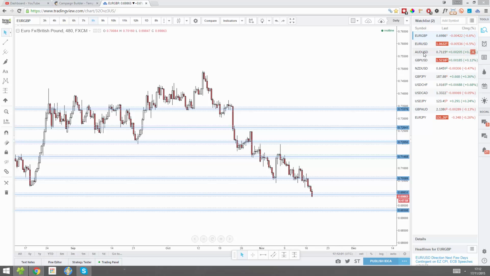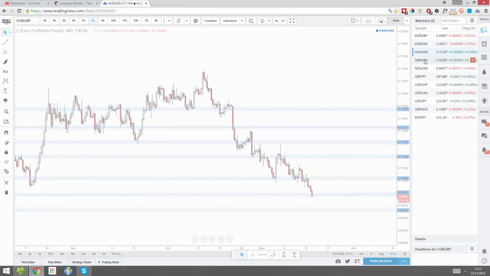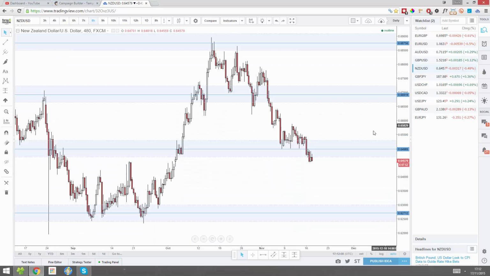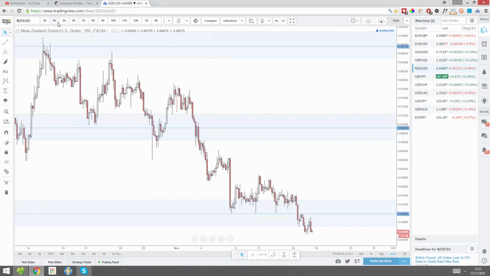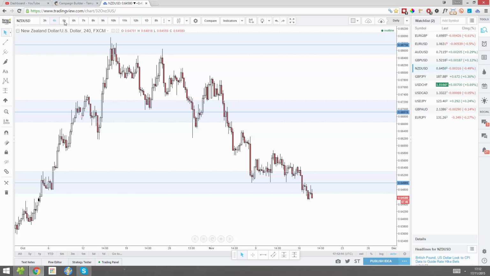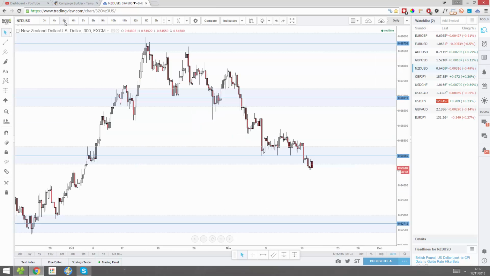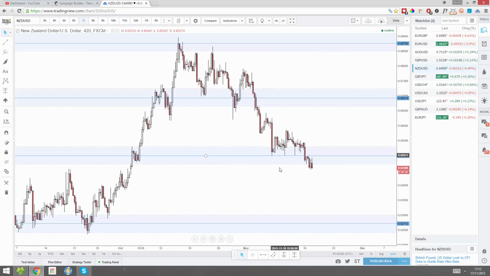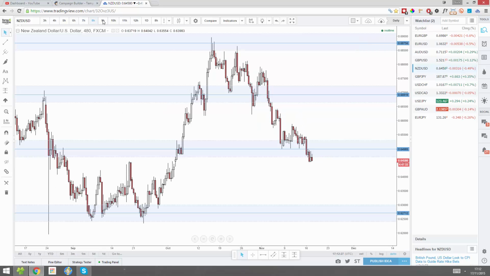So, what next? We've done AUD USD and GBP USD, New Zealand USD. I mean, we are seeing signs of indecision on support, but it's already kind of bounced away from the support, then come back through it. So I'm not too sure.